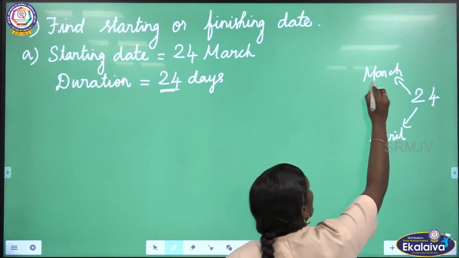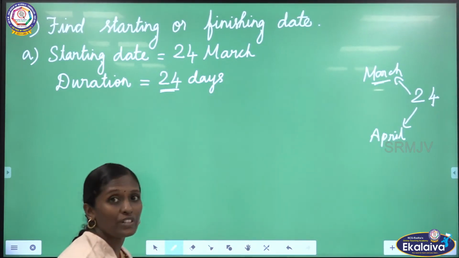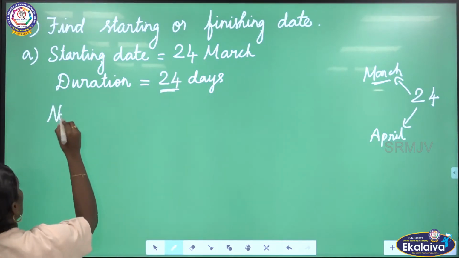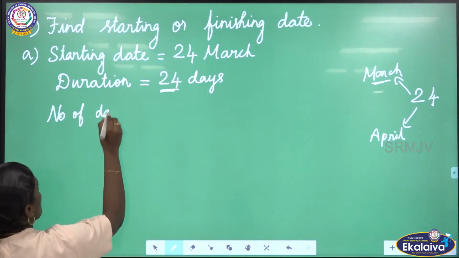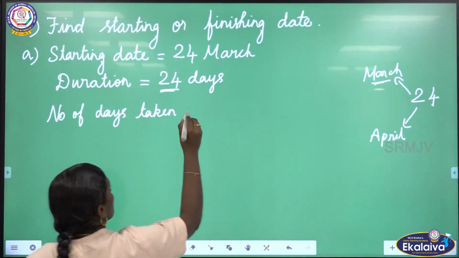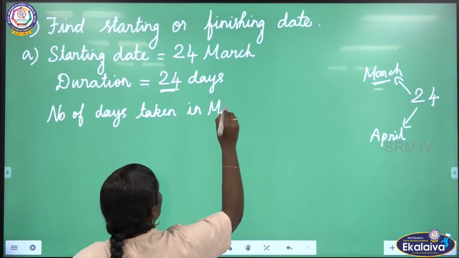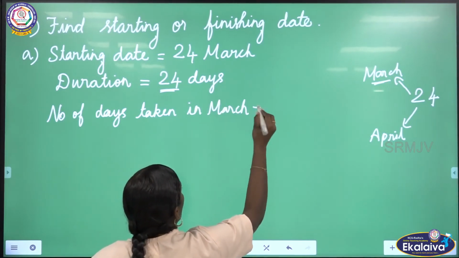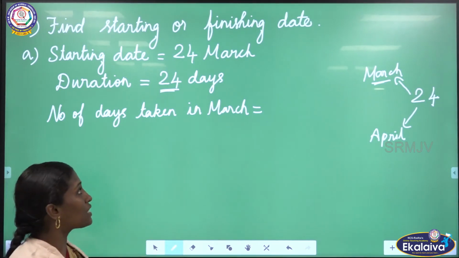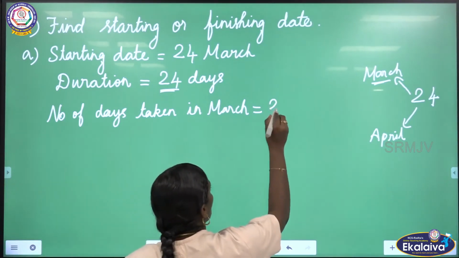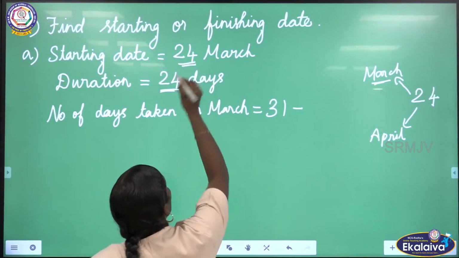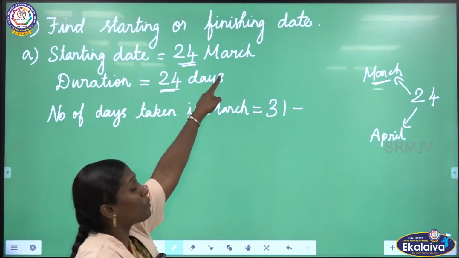Okay, first we are going to find the number of days taken in March month. So here number of days taken in March. Okay, for that, from the total number of days in March, how many days are there in March? 31 days. Total number of days 31. We have to subtract the before date. Here 24th March is given.